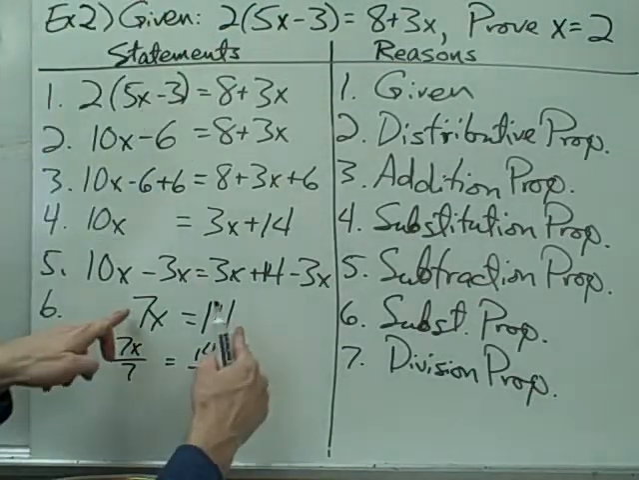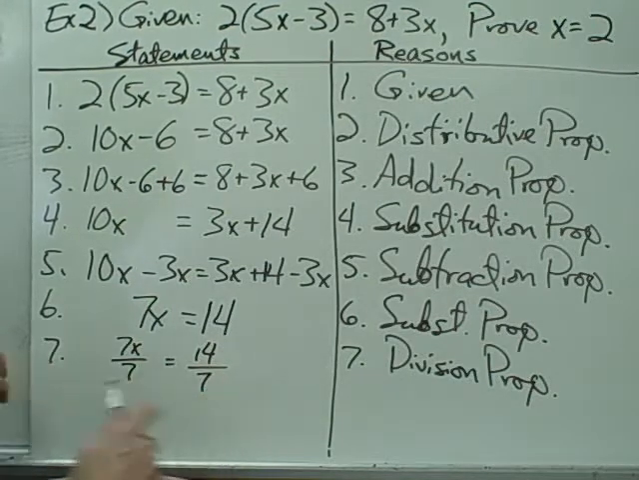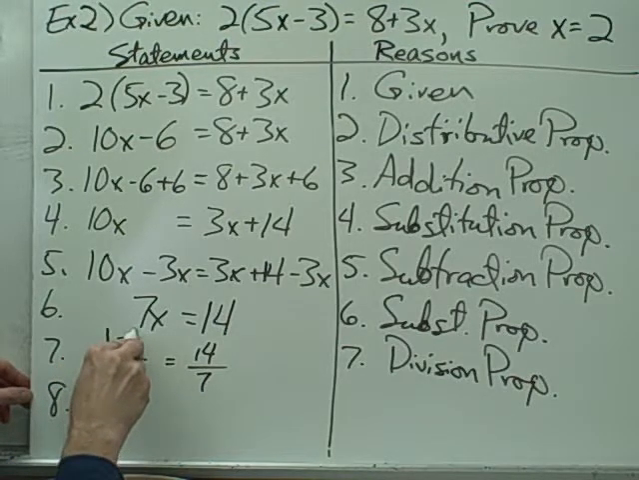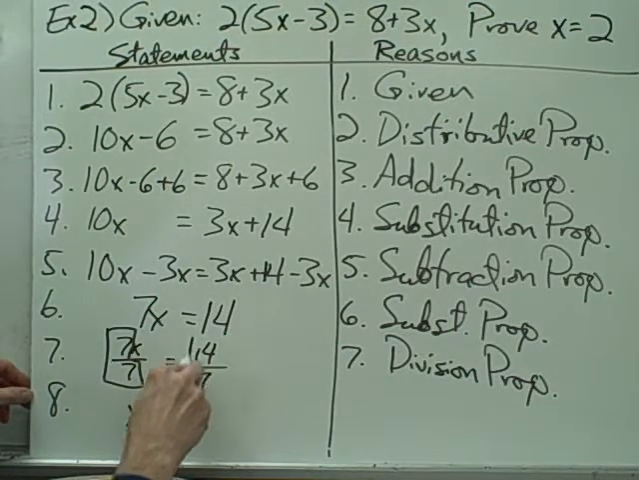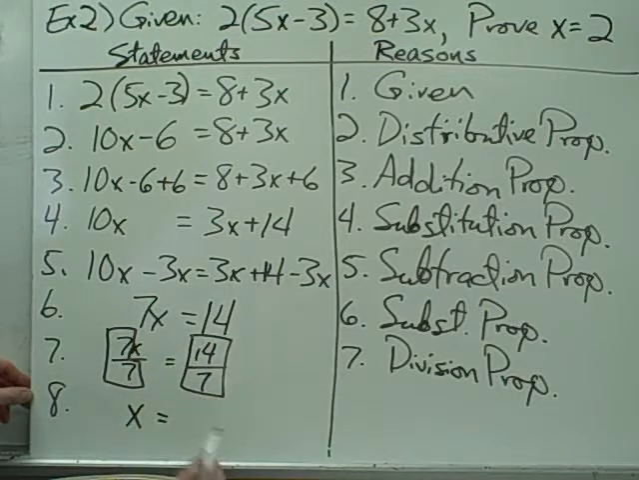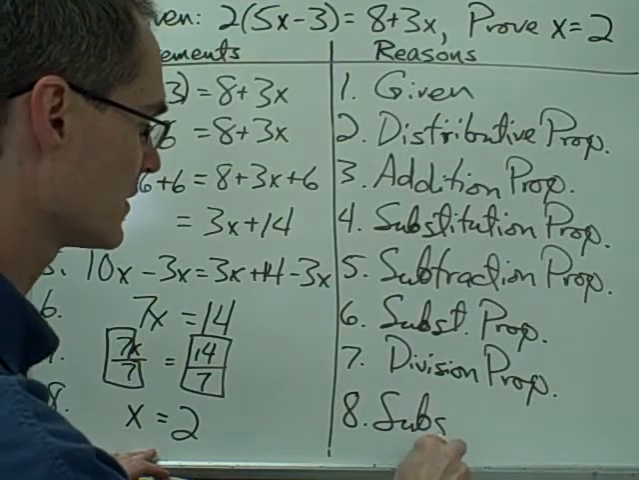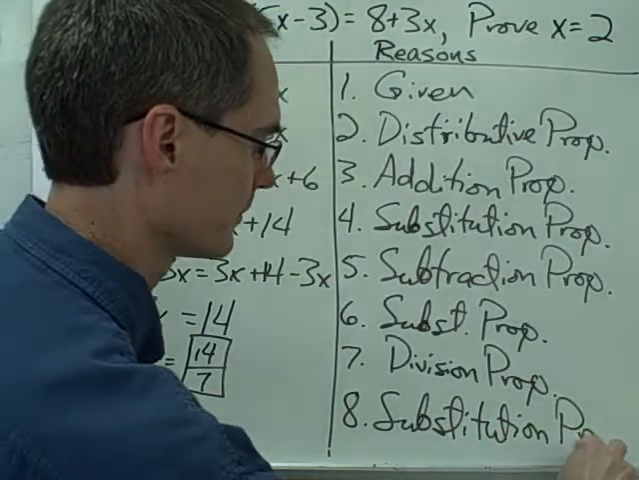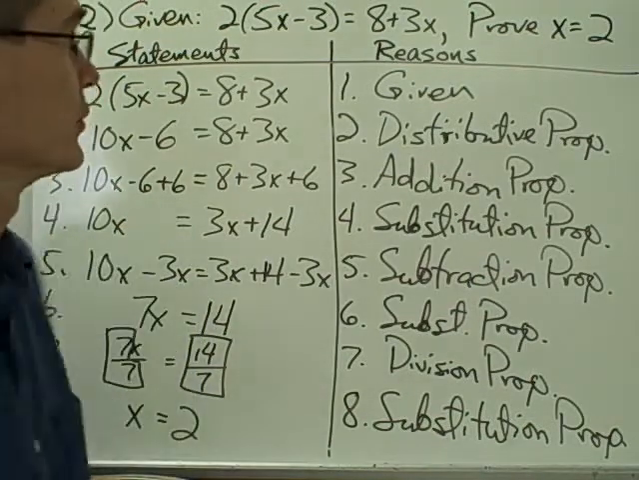The division property says if I have two quantities that are equal to each other, I can divide each of them by the same number. And once again, I'm going to substitute the value 1 for 7 divided by 7. And I'm going to substitute the value 2 for 14 divided by 7. So my reason here is, once again, the substitution property. And I've just finished that proof. This one took 8 steps to do that algebra proof.